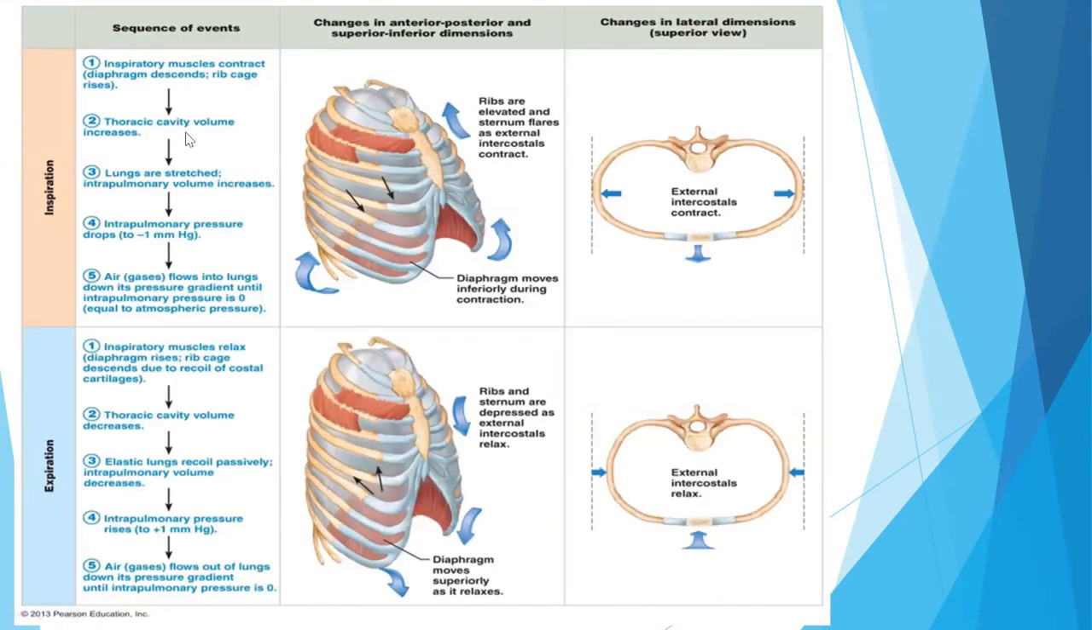Now, this is the sequence of events that occur in inspiration and expiration anatomically. The inspiratory muscles contract and the thoracic cavity volume increases. Then the lungs are stretched. The intrapulmonary pressure drops to -1 millimeter of mercury. The air flows into the lungs down its pressure gradient until the intrapulmonary pressure is zero, which is equal to the atmospheric pressure. That's how inspiration occurs. In expiration, the inspiratory muscles relax, the thoracic cavity volume decreases, the elastic lungs recoil passively, intrapulmonary volume decreases, intrapulmonary pressure rises to +1 millimeter of mercury, and the air flows out of the lungs down its pressure gradient until the intrapulmonary pressure is zero.